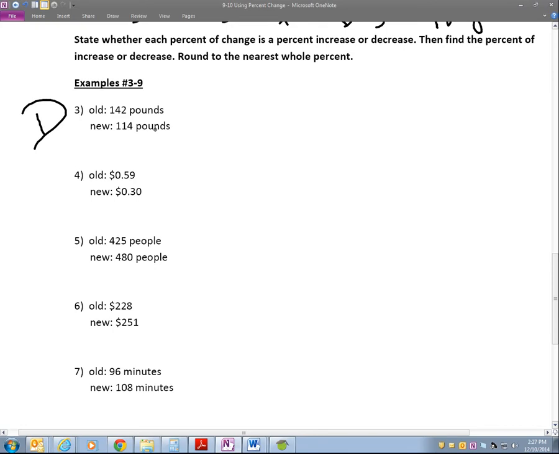So you can tell it's going from... If the new is less? Yes. If the new is smaller, it's a decrease. Yep.